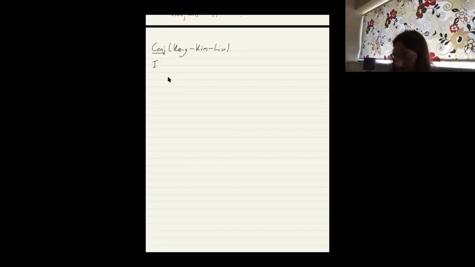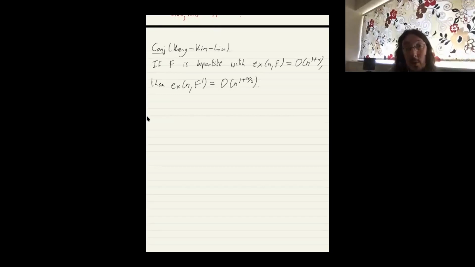So if F is bipartite with the extremal number of F equal to big O of n^(1+alpha), then the extremal number of the subdivision of F is equal to big O of n^(1+alpha/2). And the thing that's nice about this, though this looks to me like a very difficult conjecture, is that it implies the rational exponents conjecture.